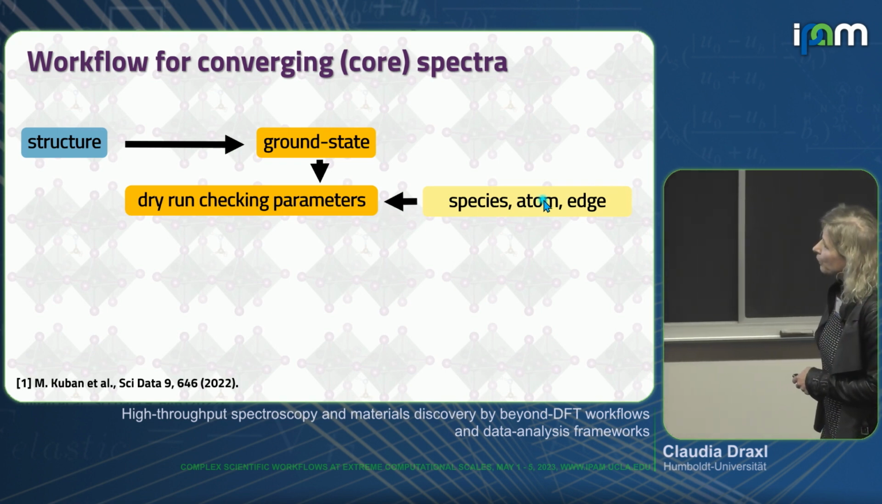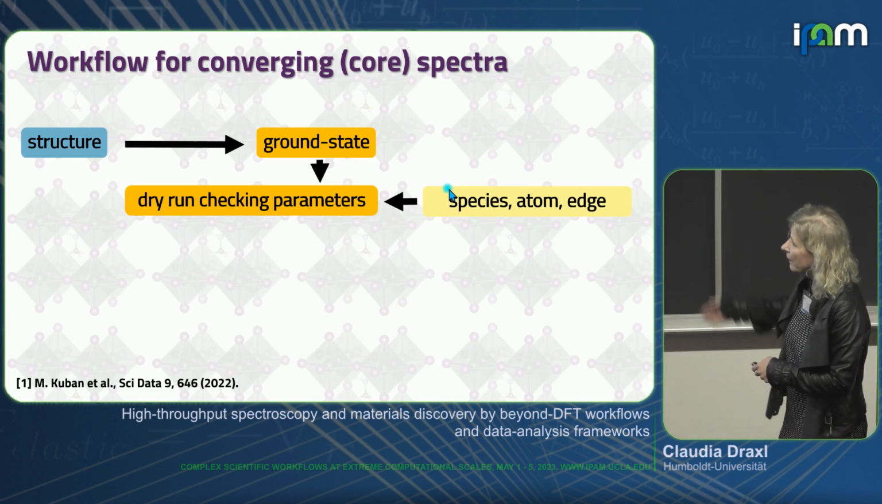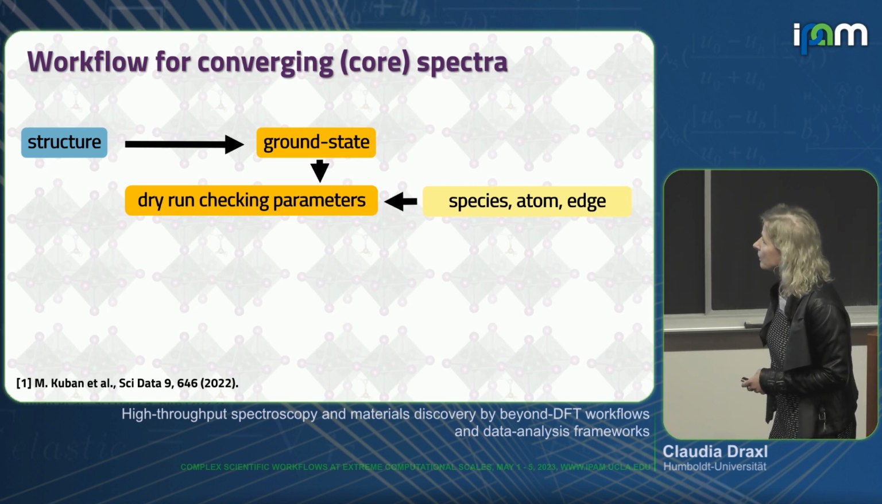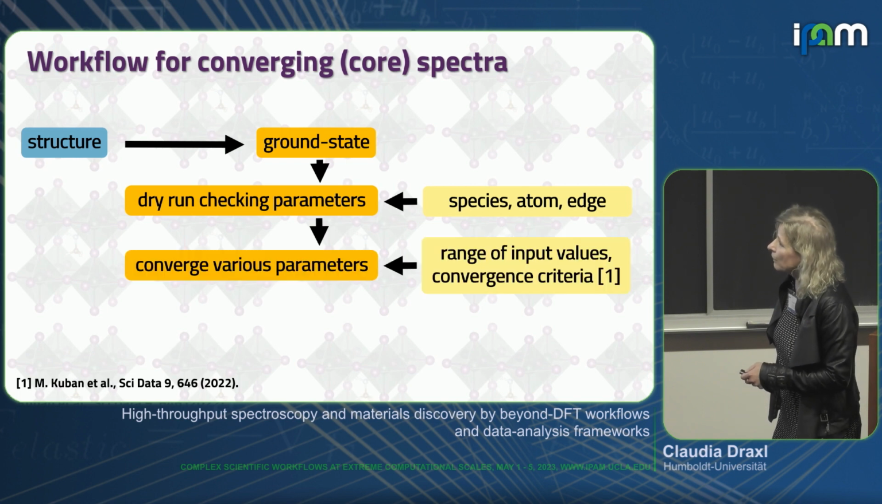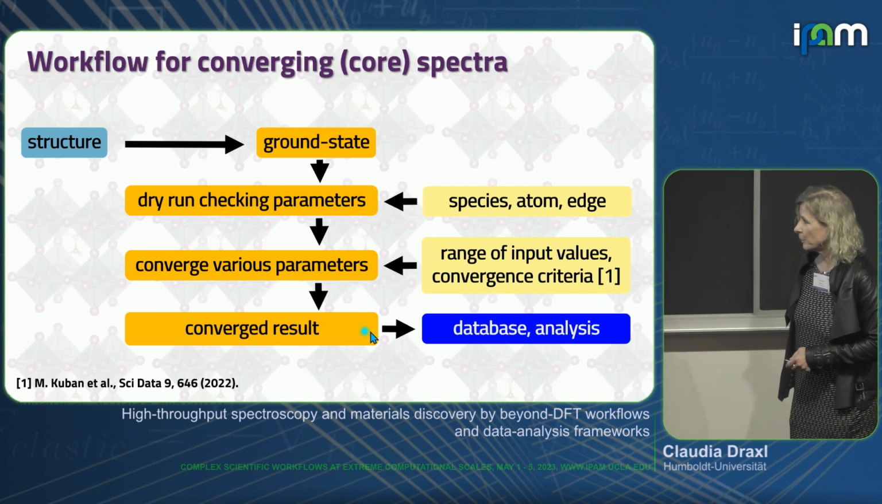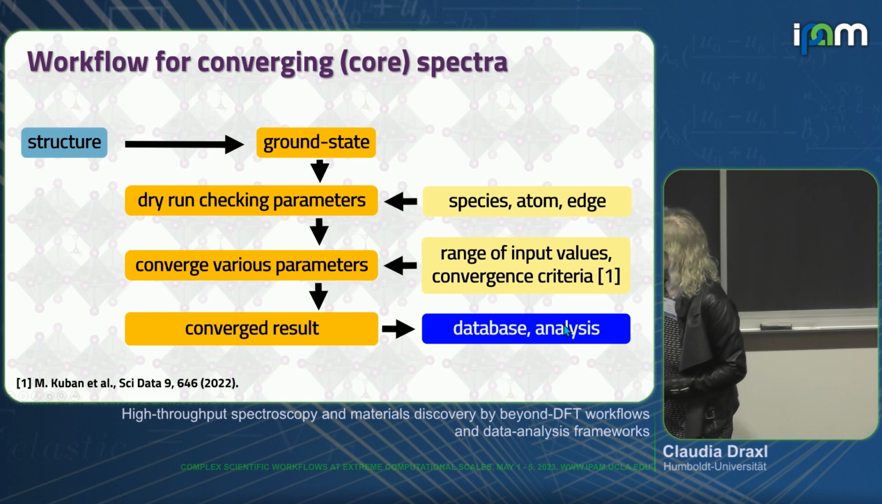Then you decide on, for core states, the edge that you would like to address, then the species, lead or iodine or so, and the specific atom where the excitations should happen. Then you do a dry run for checking the parameters. Then you define the range of input values, so the range of parameters, and also the convergence criteria. I'll come back to this later on. And then you converge with respect to all these different parameters. And once you are done, you can upload your result to a database, and you can do further analysis with this. So far so good.